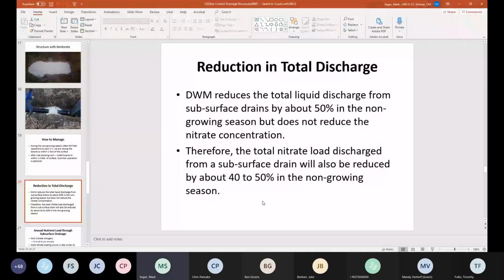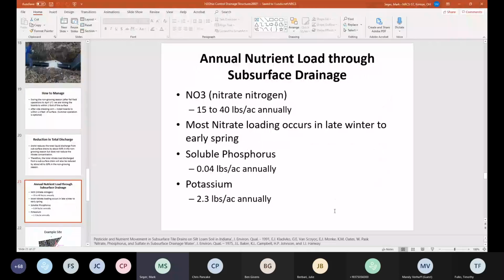What kind of loads? Again, we got this out of a report a while back, and I'm sure these numbers will move, and we're getting better numbers. But how much nitrate moves through a subsurface drainage system? Well, nitrate could be 40 to 50 pounds an acre annually. Again, most of that nitrate load occurs in late winter to early spring. Soluble phosphorus might be 0.04 pounds per acre annually. Potassium, maybe 2.3 pounds per acre annually.